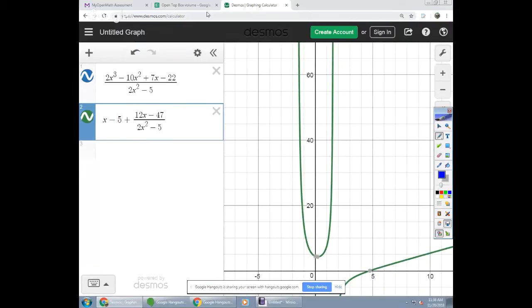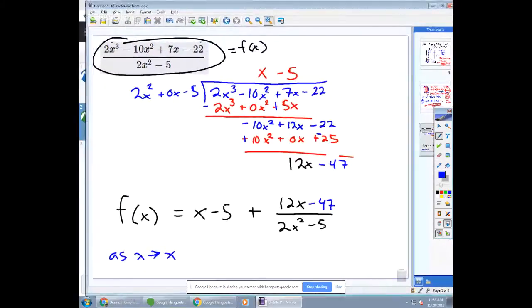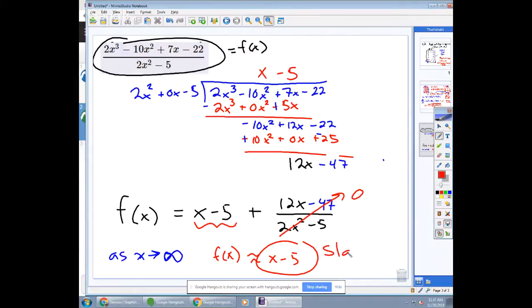Okay, so got that right. So back here, to confirm the asymptote, as x goes to infinity, this fraction, because there's a square in the bottom, is going to go to 0, and this is going to dominate for large x. So f of x for large x values is approximately equal to x minus 5. And so that right there is the slant asymptote.